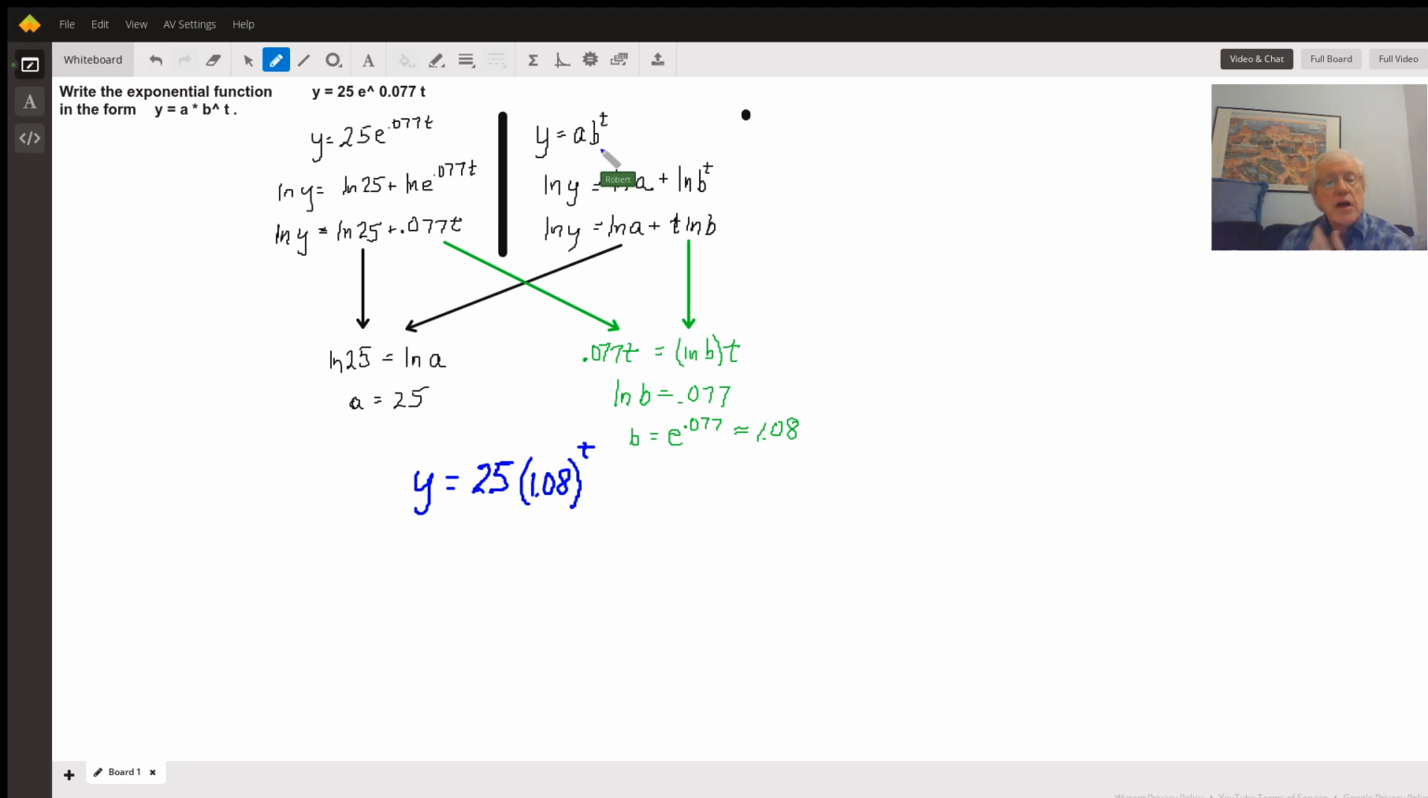Now, just like with polynomial equations, if two equations were going to be equivalent to each other, all the terms would have to be equivalent. That is, the coefficient of the x cubed term would have to match the coefficient of the x cubed term in the other expression. It's similar to that here.